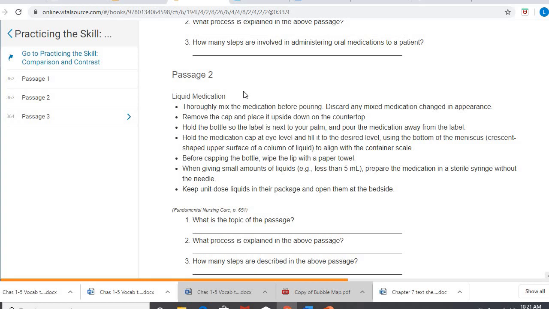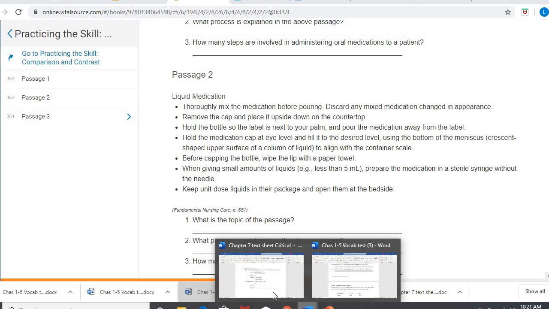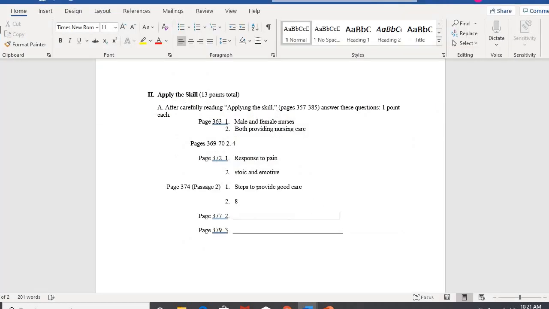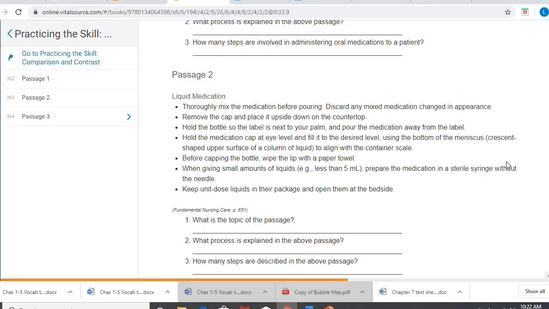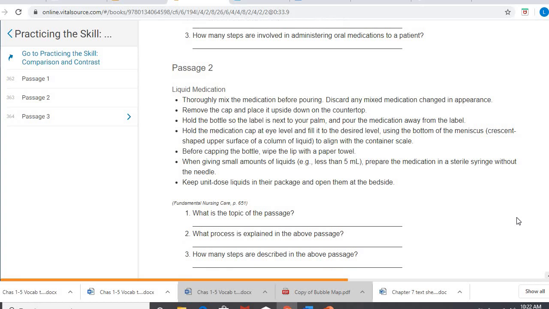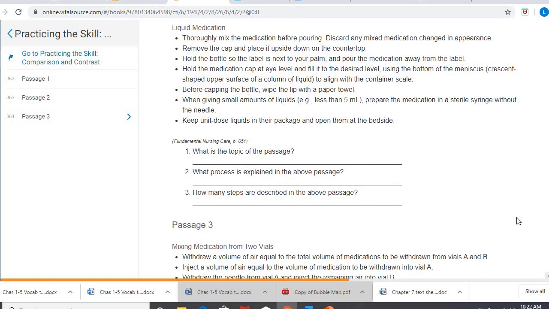So we are answering question number 2. What process is explained above? Well, there's a little title there that says liquid medication. So to me, that means the process I'm being told is how to administer liquid medication. So that's my process. Okay, you guys are doing great. Sticking with me, hopefully. We're doing one more.